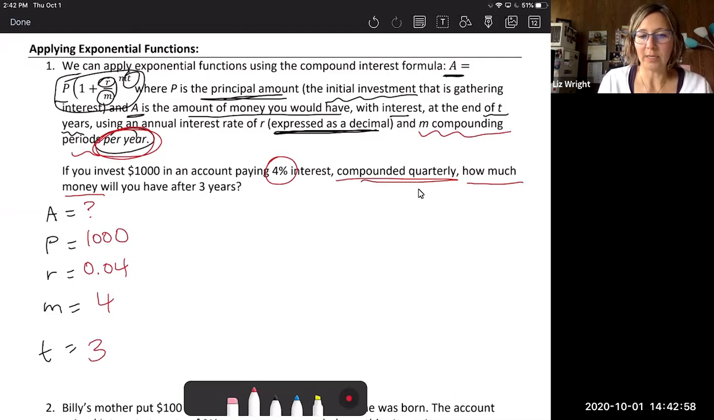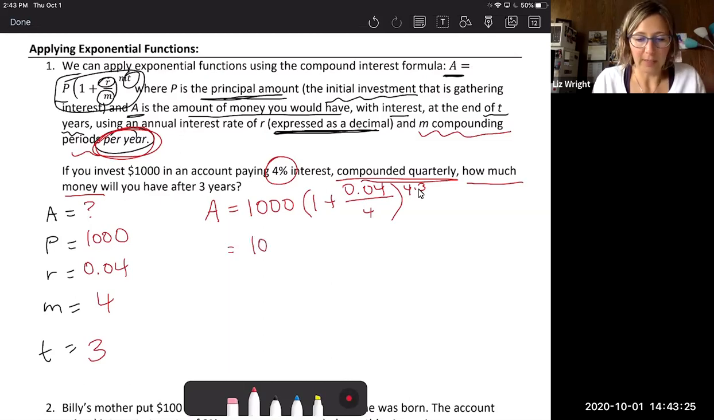So we've got the information. Now let's plug it into our formula. So we have A equals, which is what we're looking for, our principal times 1 plus our rate, which is going to be 0.04 over our M, which is 4. And we're raising that to the 4 times 3 power there, because it's M times T. So now this becomes somewhat of a calculator problem here. So here in our parentheses, you should be getting 1.01, and you should check, make sure that's right. Raising it to the 12th power.